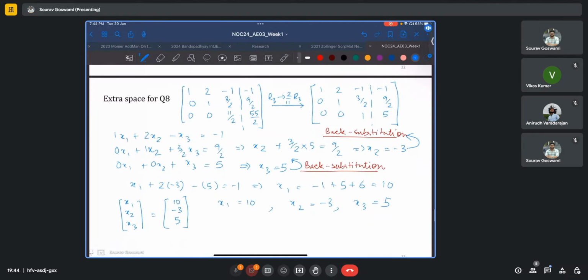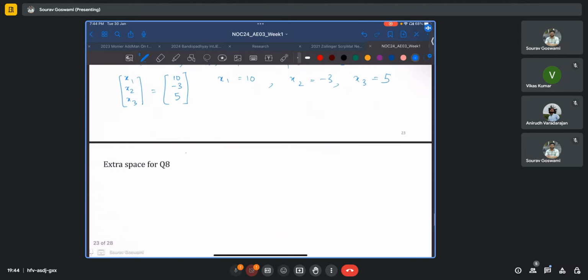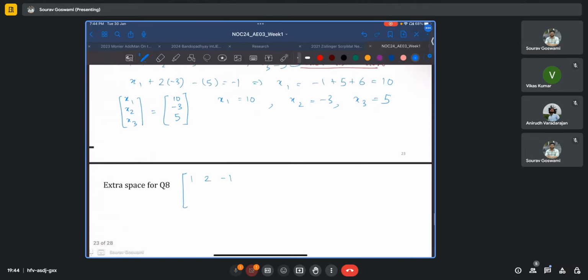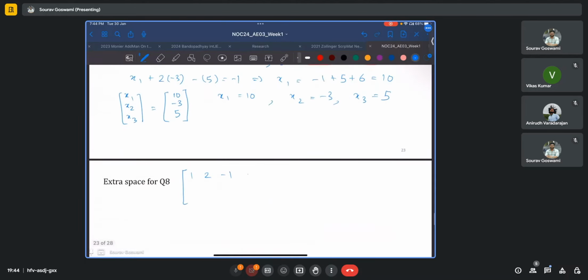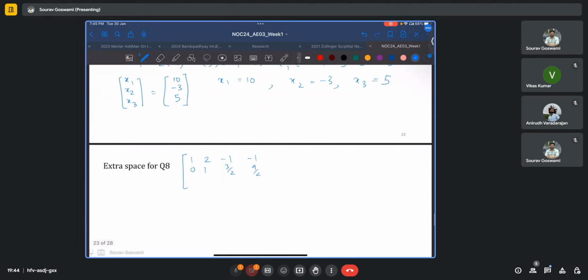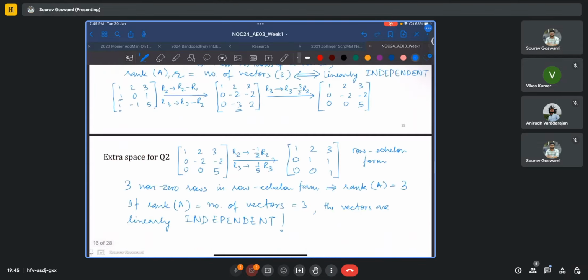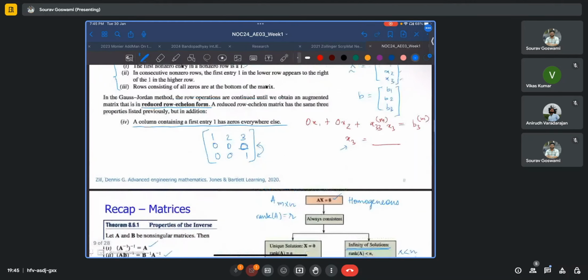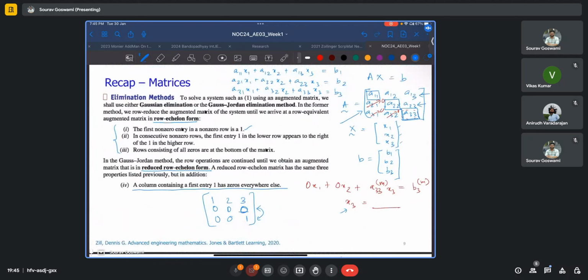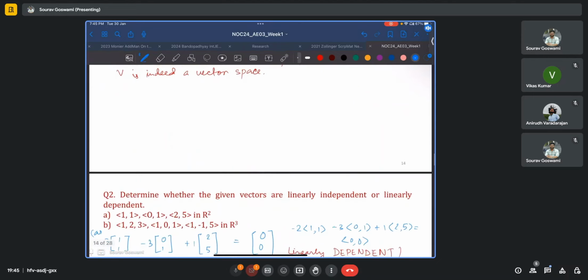So let us just rewrite this last matrix that we had. So it's 1, 2, minus 1, minus 1, 0, 1, 3 by 2, I believe this was 9 by 2, 0, 0, 1, 5. And the difference between the Gaussian and Gauss-Jordan elimination, as we already looked at, is that for the reduced row echelon form obtained from the Gauss-Jordan elimination, the column containing the leading entry should have zeros everywhere else. Let us try to obtain that.